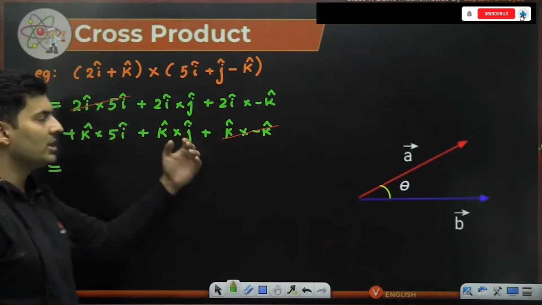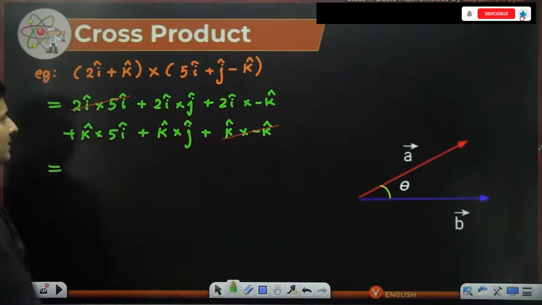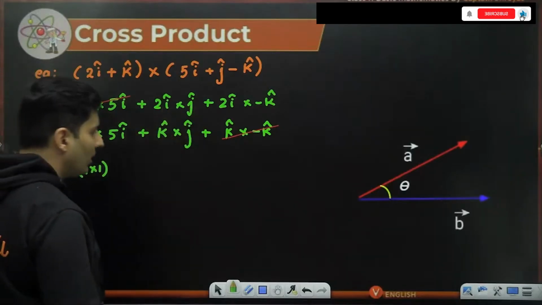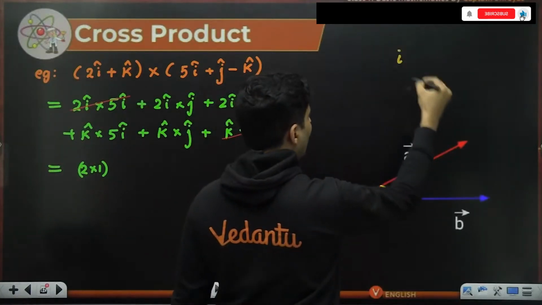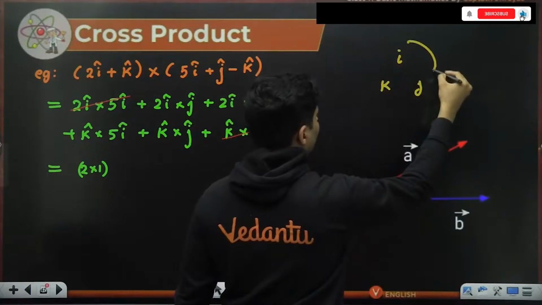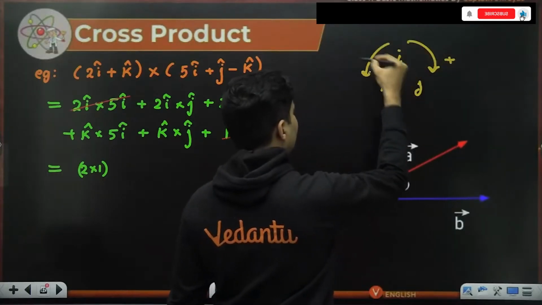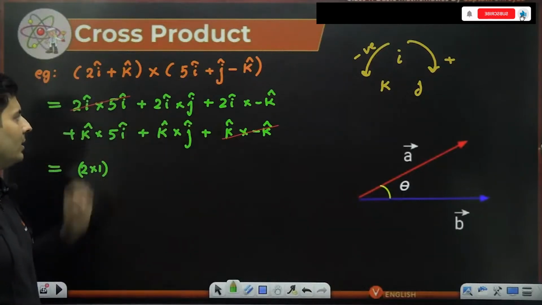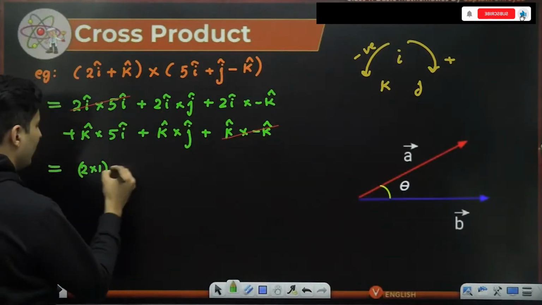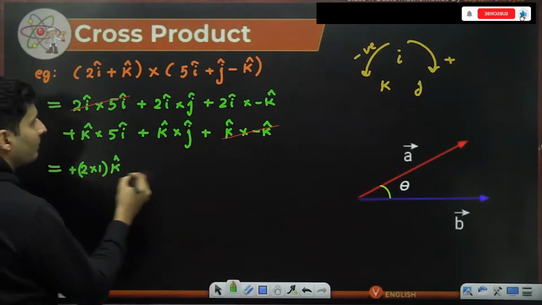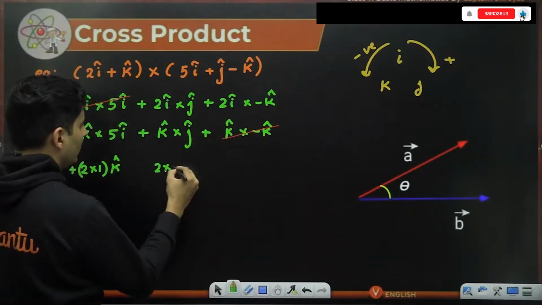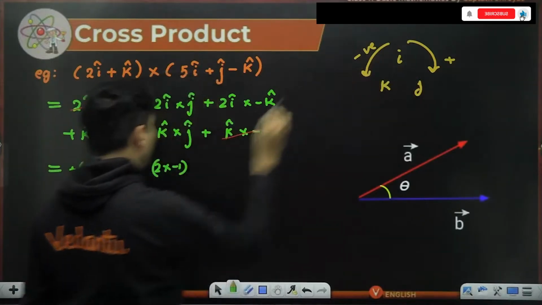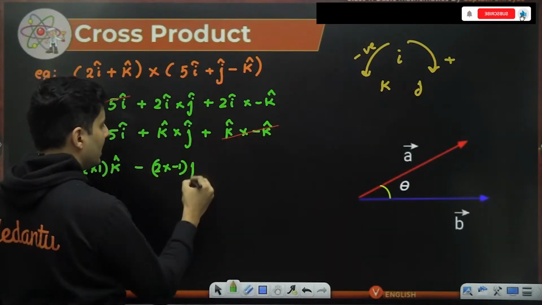i into i, j into j, k into k is gone. This is 2 into 1. i into j, what is i into j? If you have forgotten, no issues. i, j and k. This is positive, this is negative. Keep that in mind. Okay, now do it. i into j, clockwise, so it is positive k cap. 2 into minus 1 we have. i into k is anti-clockwise, so it will be negative j cap.